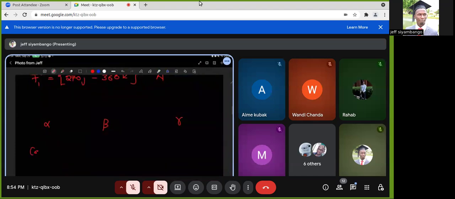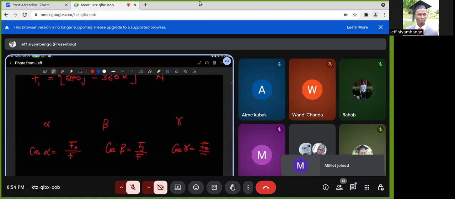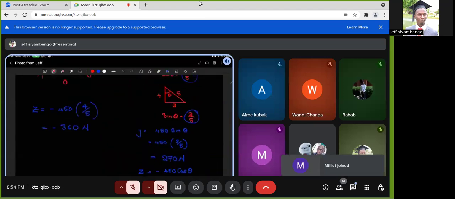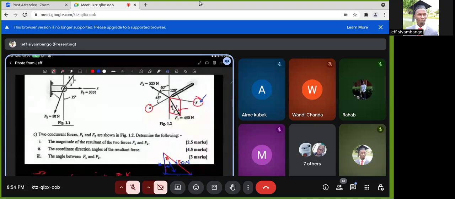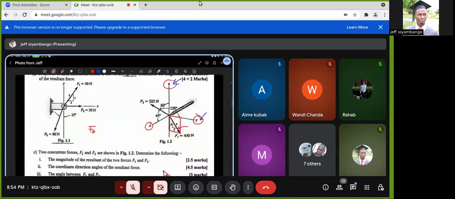We should recall that cos alpha relates the x component of the vector to its magnitude. In the same way, cos beta relates the y component to the magnitude of the vector itself. And finally, cos gamma will relate the z component to the vector itself. So what does this mean? In this case, notice that the magnitude of F2 is 525 newtons.